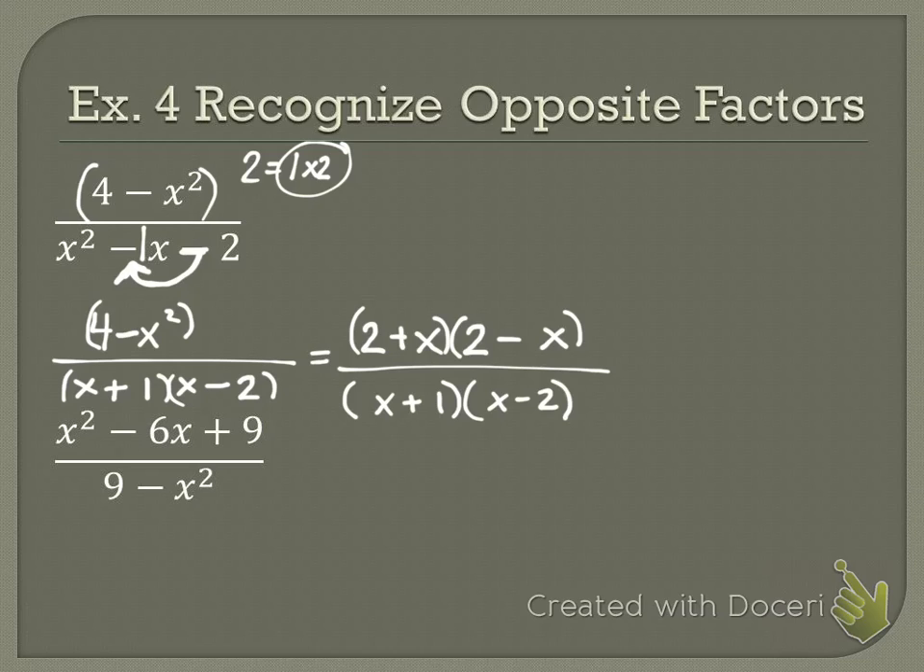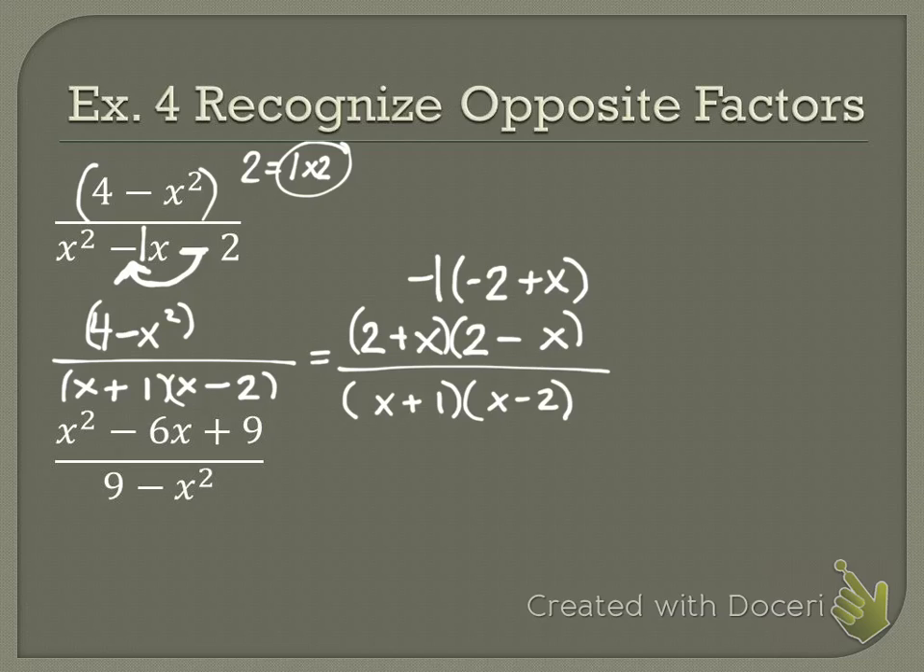So let's try that. I'm going to take this problem right here, which is 2 minus x, and I'm going to factor out a -1. So I write the -1 on the outside of parentheses. What is 2 divided by -1? -2. What is -x divided by -1? Positive x.